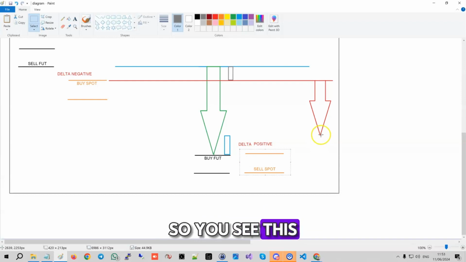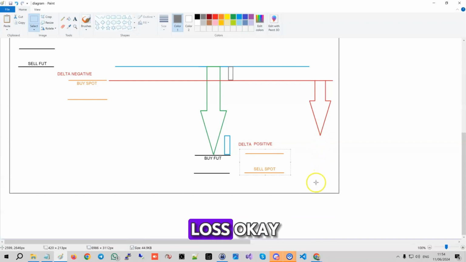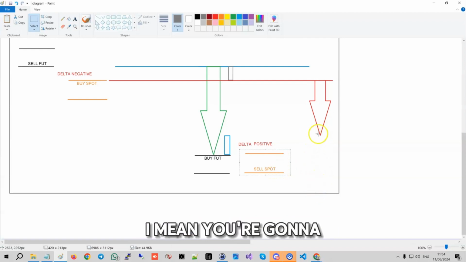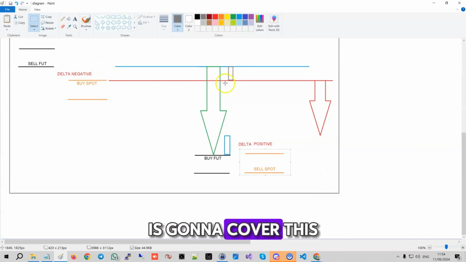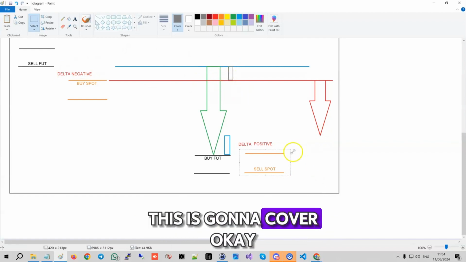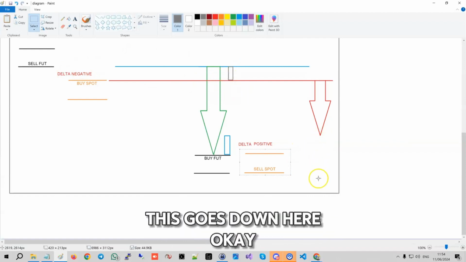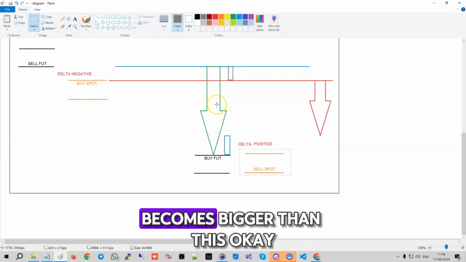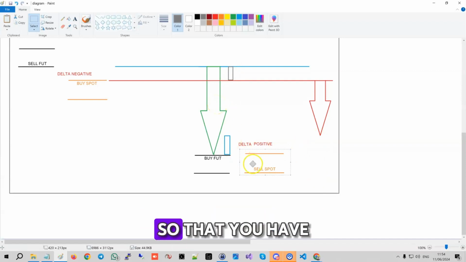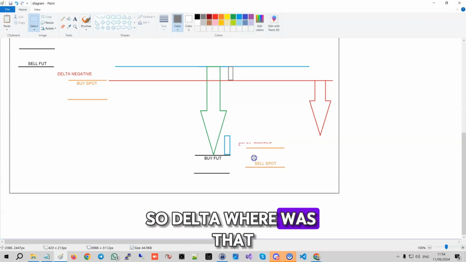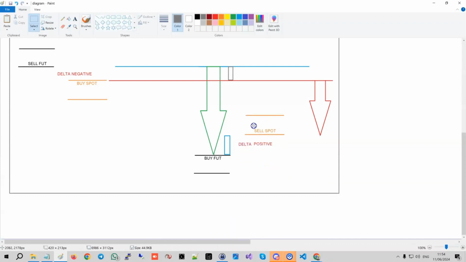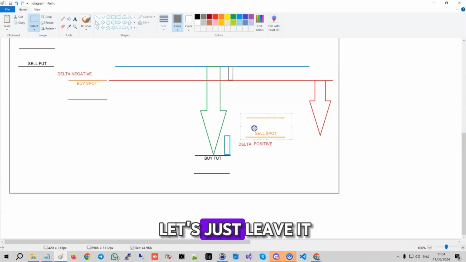So you see this side is going to take over. You're going to get more loss, but if your net delta negative was here, it's going to cover this. But at the same time, this goes down here and becomes bigger than this, so you have to understand that. So delta, where was that? There you go. Let's just leave it like that.